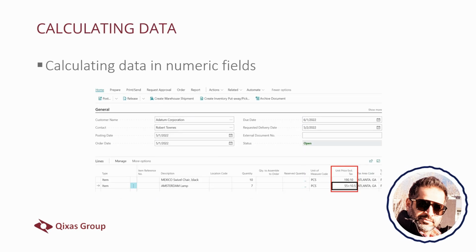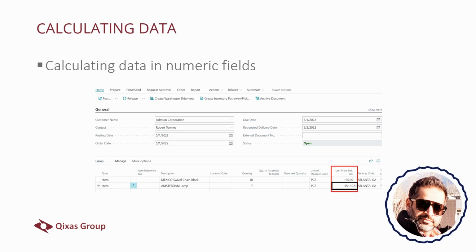Next one is calculating data in numeric fields. For people that like calculating numbers on the go, this next step is for you. For fields that contain numeric data like price or quantity, you can enter the value or the formula for the total sum instead of using a calculator or doing the calculations somewhere else.